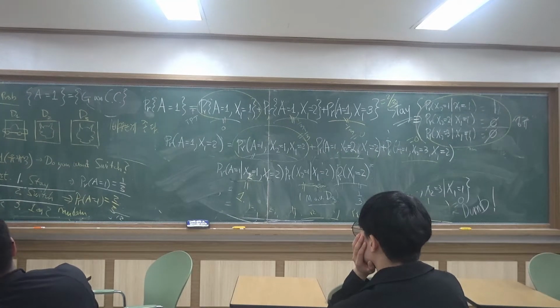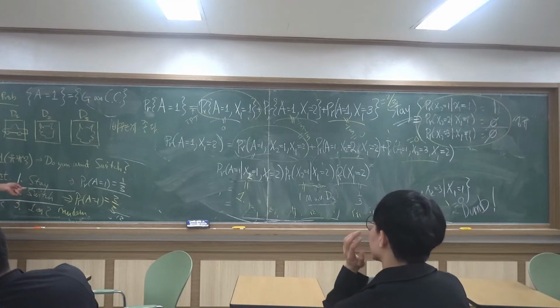I would say that on the stay option, the guest relies only on the marginal probability. But on the switch option, the guest was able to incorporate Monty Hall's decision.